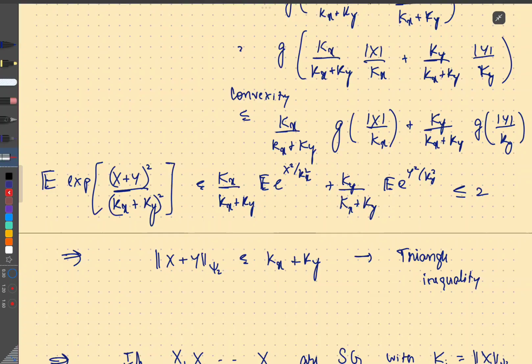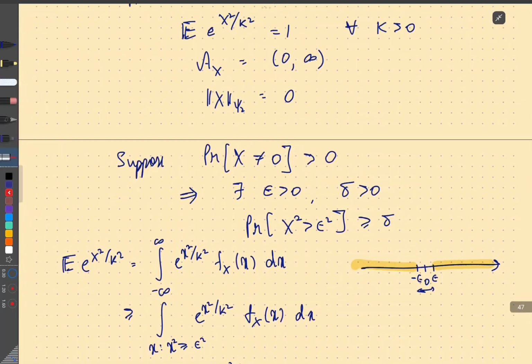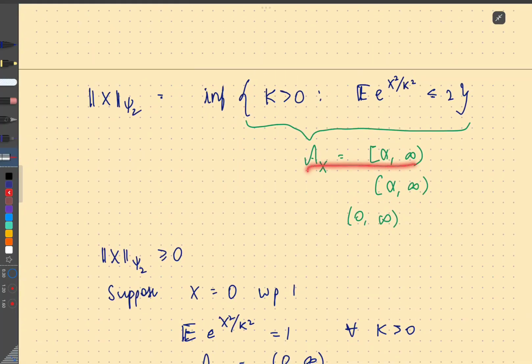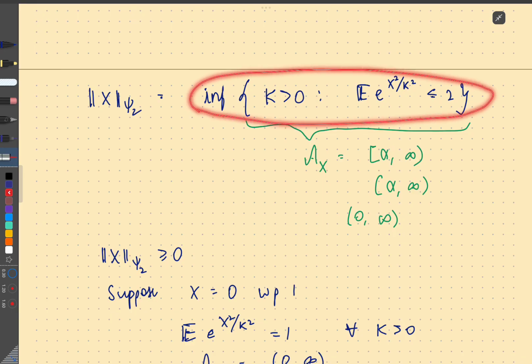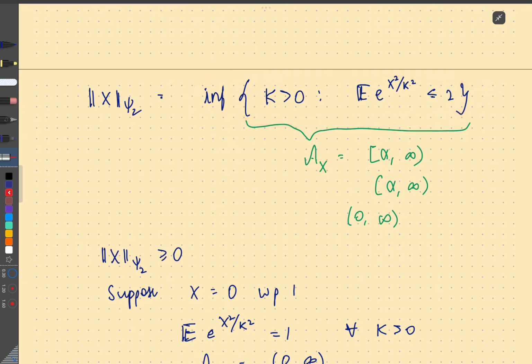No, right? So basically this is some value of k. Expectation of x plus y the whole square divided by k square is less than or equal to 2. That will only get a solution that kx plus ky is, right? So which means that this particular k equal to kx plus ky belongs to this set Ax. And everything to the right of kx plus ky also belongs to Ax. But the Subgaussian norm is the smallest such value of k. So the smallest such value of k can only be less than or equal to kx plus ky. So the Subgaussian norm has to be less than or equal to kx plus ky.